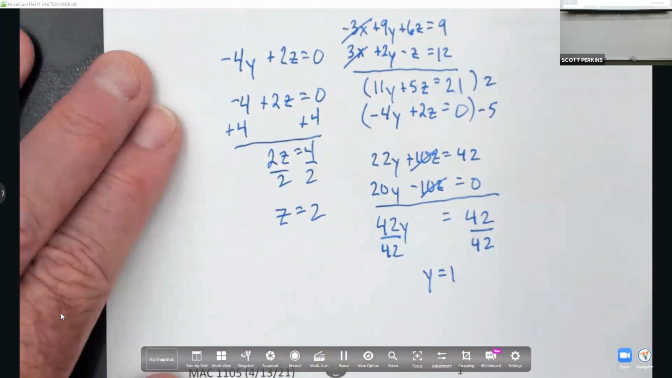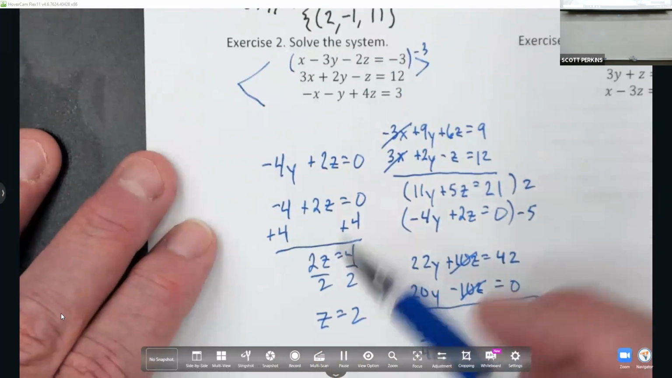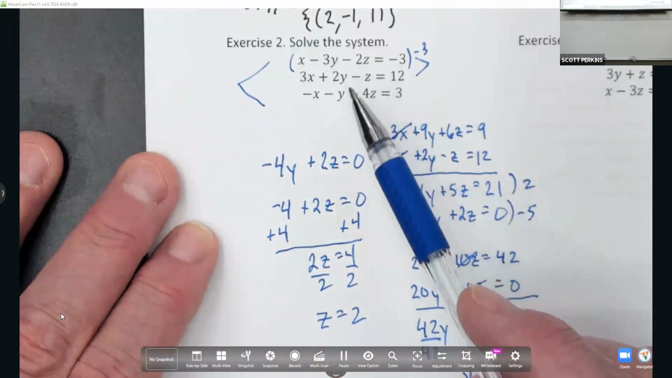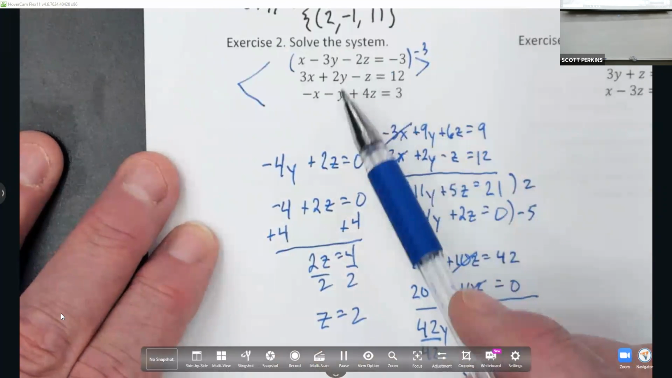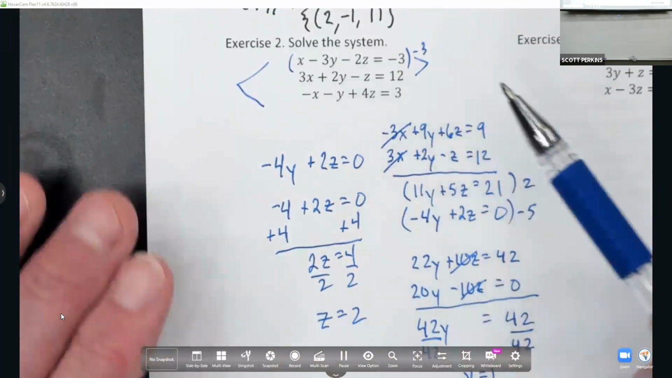And then the very final part of the answer is I'm going to take this y value, this z value, and I'm going to throw a dart at my page and hopefully not hit my hand. And I'm just going to pick randomly one of these 3 equations. It absolutely does not matter. I'm going to use the bottom one just because it's the bottom one.